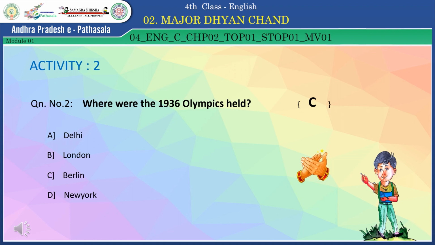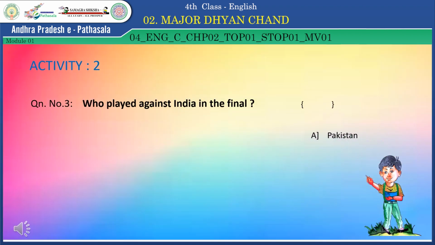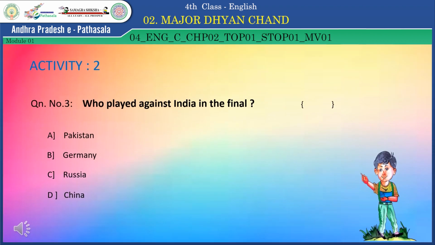Question number 3. Who played against India in the final? Option A, Pakistan. Option B, Germany. Option C, Russia. And option D, China. The correct answer is option B, Germany.